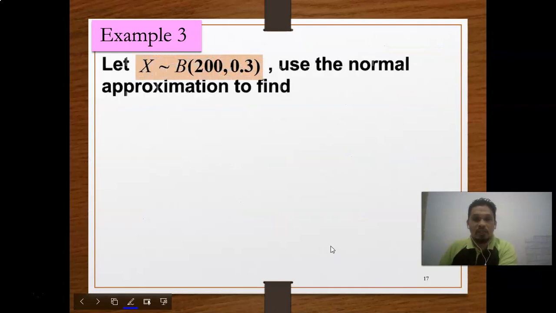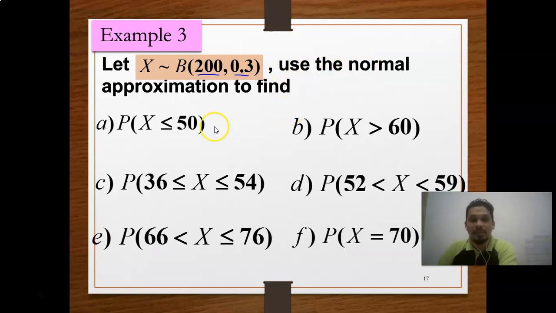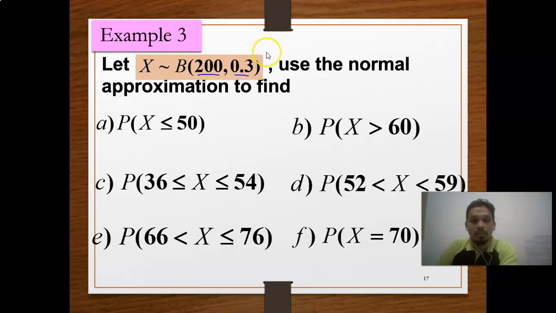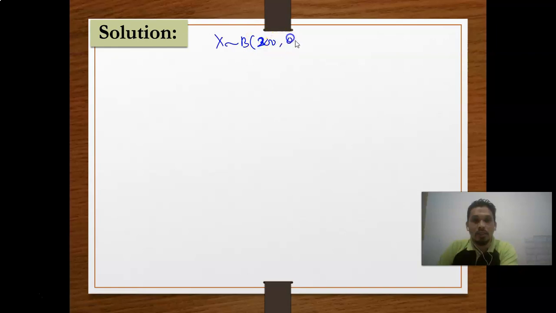So now we continue with an example. Let X be binomially distributed with number of trials 200 and probability of success 0.3. Use the normal approximation to find all of these. X is binomially distributed with 200 and 0.3. So we transform into a normal distribution with the mean being n, the number of trials, multiplied by p, 0.3. 200 multiplied by 0.3 equals 60, and multiplied by 0.7 equals 42.